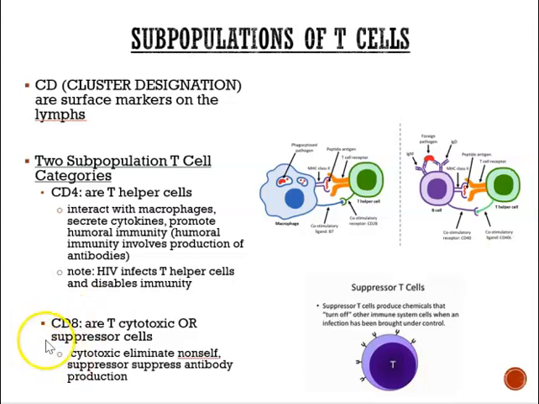The second cluster designation or subpopulation of T cells is the CD8, which are T cytotoxic or suppressor cells. These are cytotoxic, eliminating non-self, and suppressor, suppressing antibody production, and these basically help turn off the immune response when it's no longer needed. The body is really good about protecting itself, but sometimes there comes a point when the immune response is no longer needed. So that's kind of what these CD8 T cells do. They help turn off that immune response.